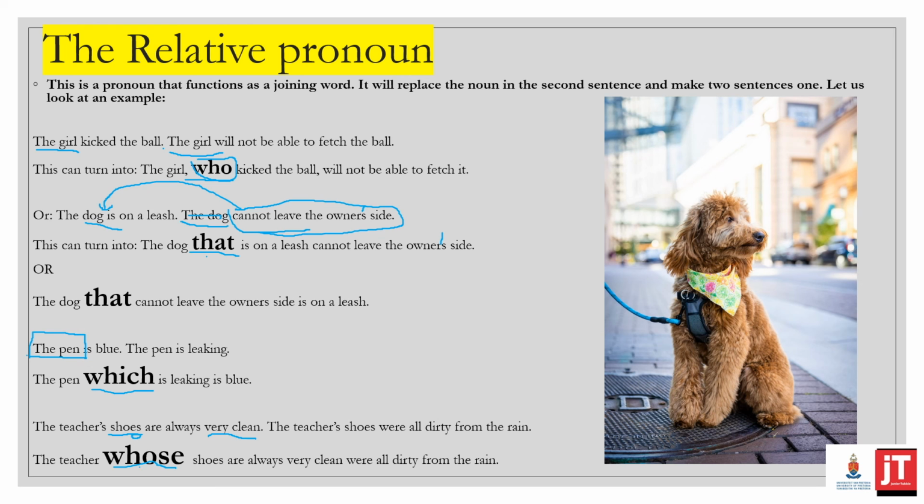don't use the word whose. Okay, because you're not referring to a person anymore. You're referring to the shoes, and then it would be which or that. Anyway, so the teacher's shoes, which are always very clean, were dirty from the rain. Okay, or the teacher whose shoes are always very clean were all dirty from the rain.